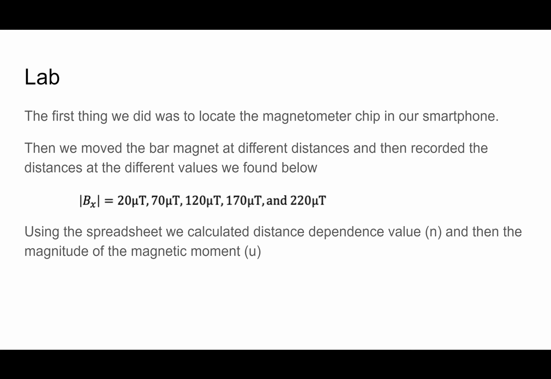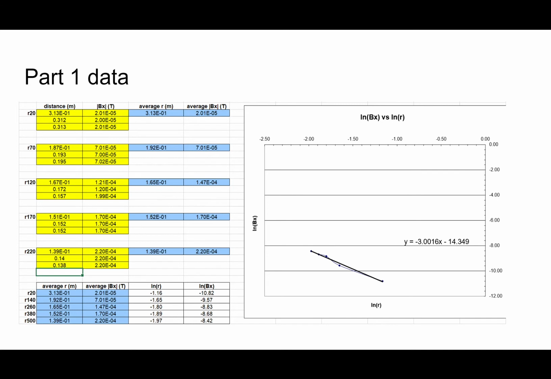So the first thing we did was to locate the magnetometer chip in our smartphone. We moved the bar magnet to different distances and then recorded the values we found below. Using the spreadsheet, we calculated the distance dependence value n and then the magnitude of the magnetic moment mu. The yellow boxes are where I entered in my data, and the equation on the right is important, as in the next slide I will compute n and mu.